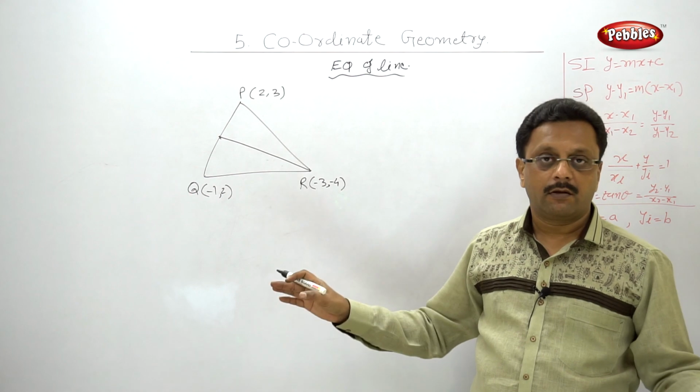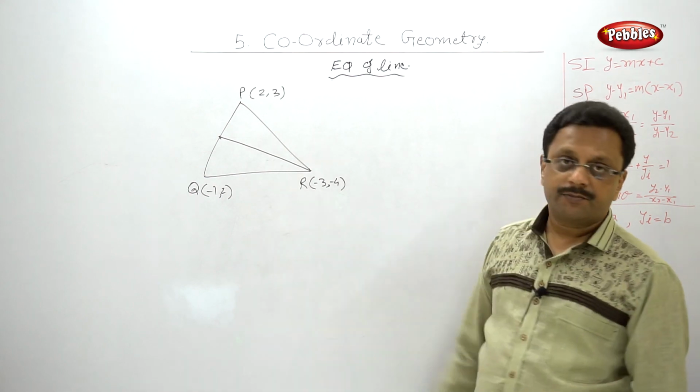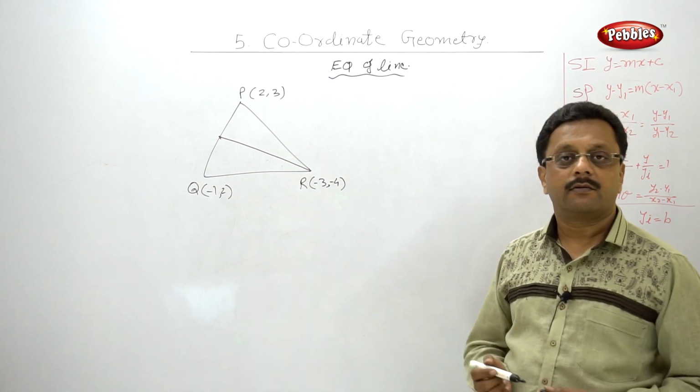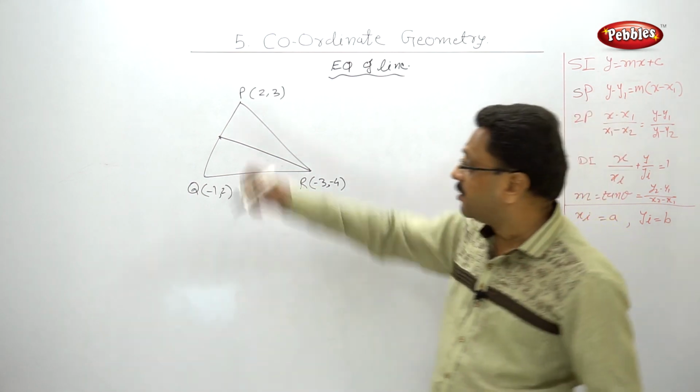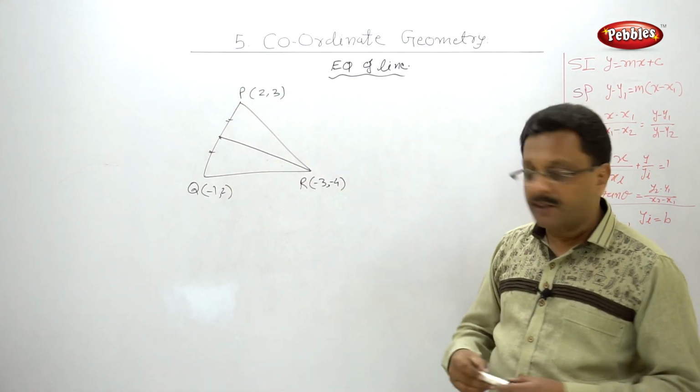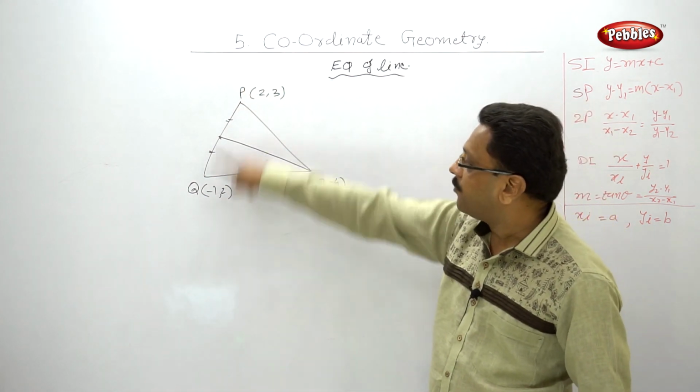Now forget about the triangle. What is given for this line? Only one point is there. But they say this is the median. That means this side is equal to this side. That means this is the midpoint of PQ.